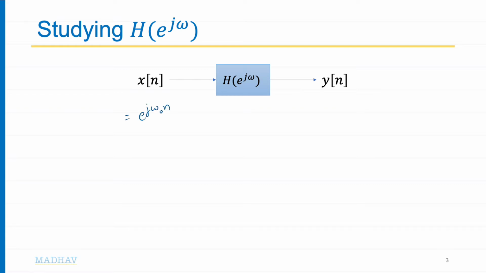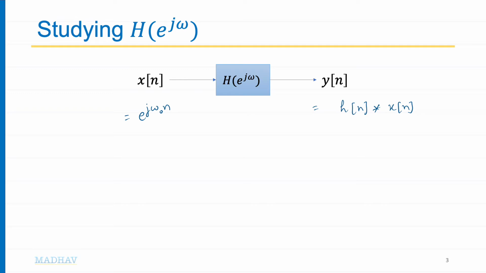Now we will start with an example. Consider x of n as a pure frequency ω0. So it's a pure frequency e^{jω0 n}. It's a complex sinusoid. Now what will be the response of the system to this complex sinusoid? It's very simple that we can compute the response by convolving it with the system's impulse response. So h of n is the impulse response of my system. If we convolve it with my x of n, I get y of n.